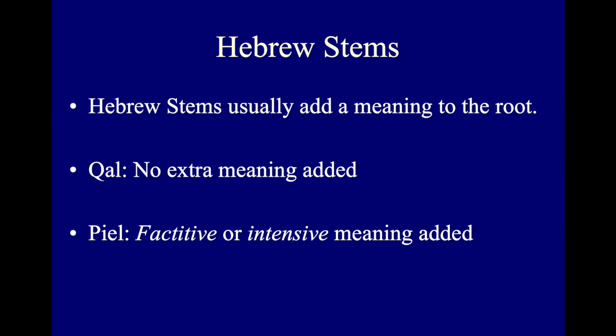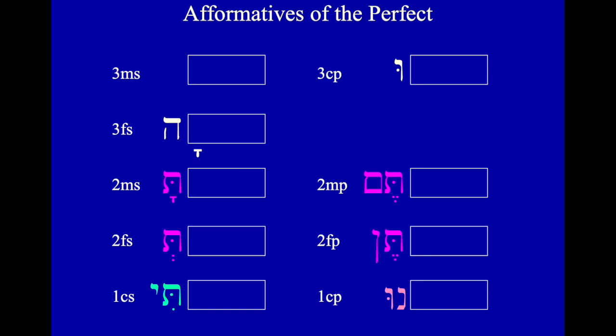It adds, like, if someone becomes a priest, you put that in the Piel, to become a priest, to get inaugurated as a priest. This is put in the Piel stem. So all to say that these stems can add these kind of interesting extra meanings. And we'll talk about the Niphal in just a moment.